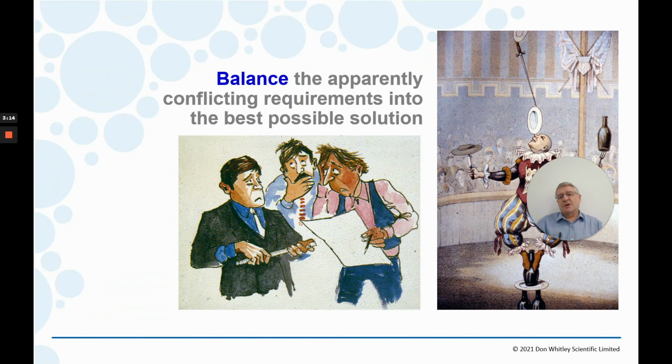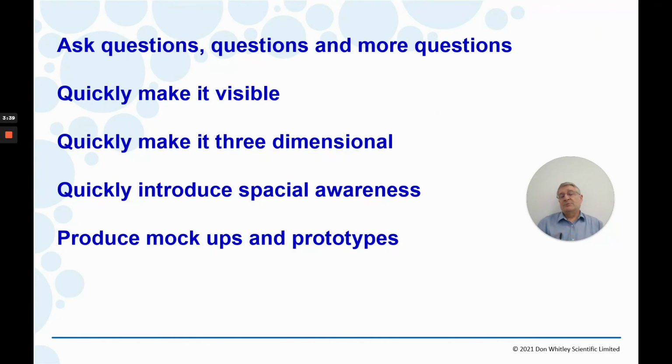Sometimes when people ask us to incorporate instrumentation inside a product, it would be viewed as something of a compromise. We prefer to refer to it as trying to balance all the apparently conflicting requirements into the best possible solution to suit the customer, to suit the designer, manufacturer, and for commercial reasons as well. How do we do this?